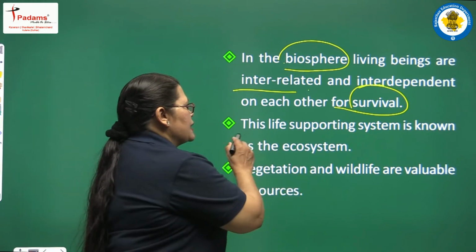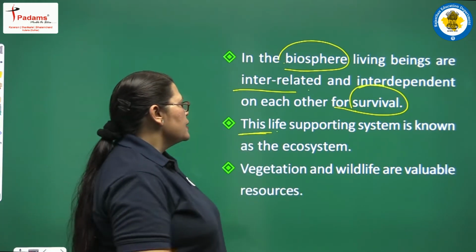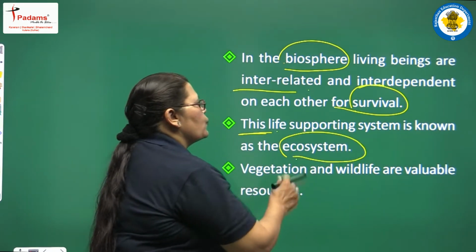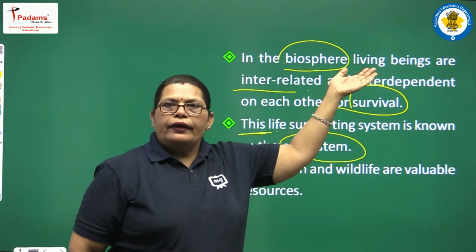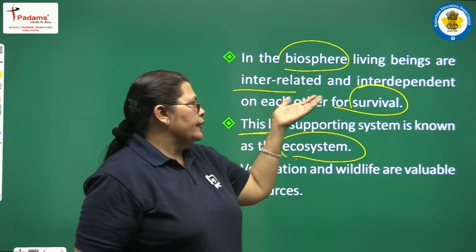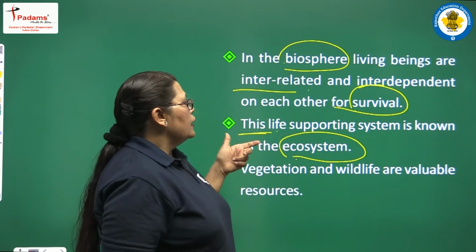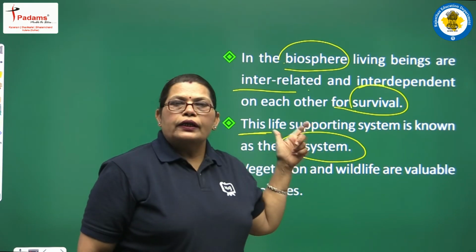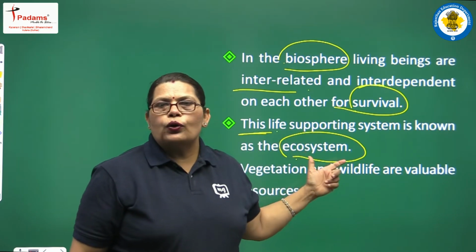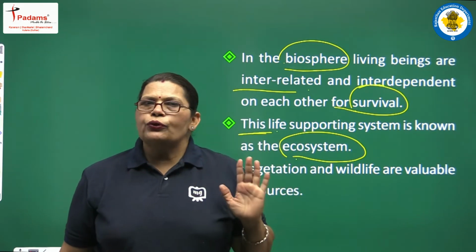So this is the best example. This life supporting system is known as the ecosystem. That's why we call this life supporting system interdependent, interrelated to each other for the purpose of survival. So this supporting system is known as what? This one is known as ecosystem. I think the concept is totally clear to all of you.